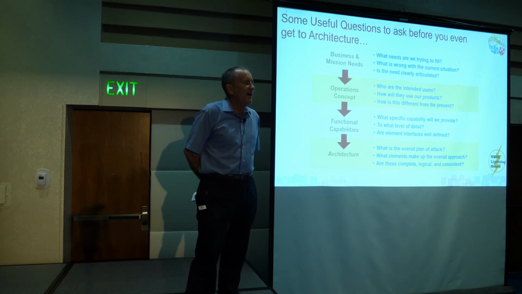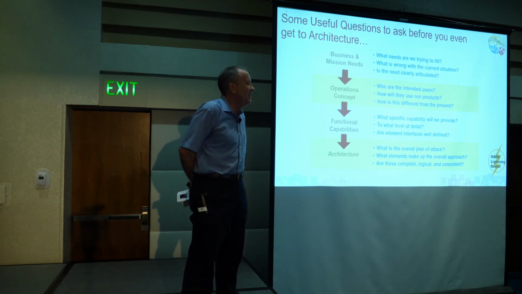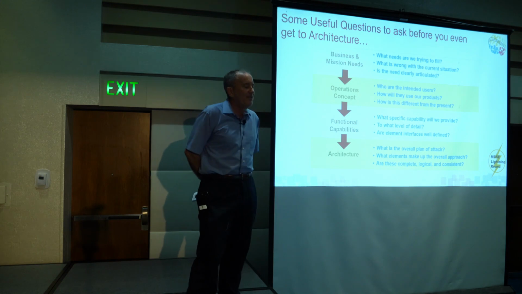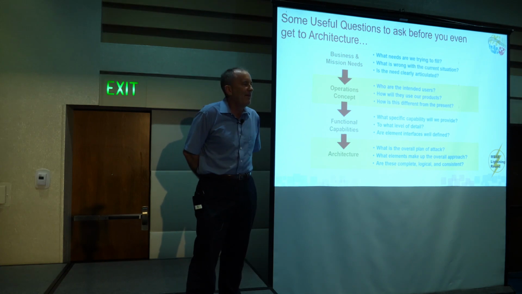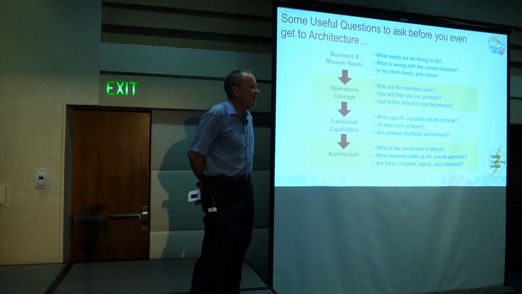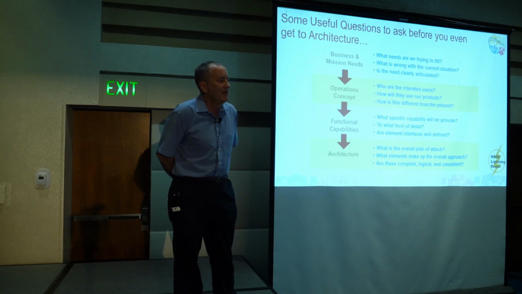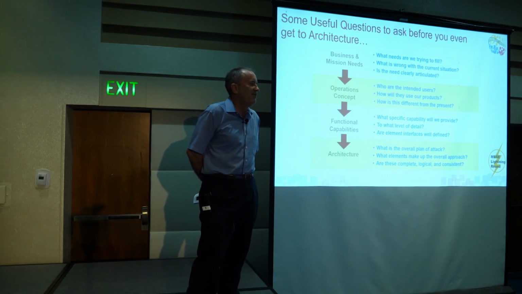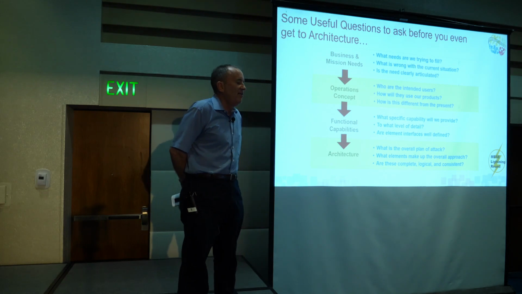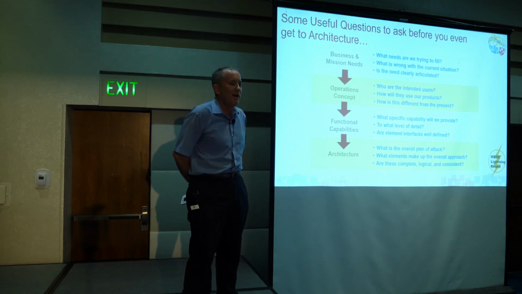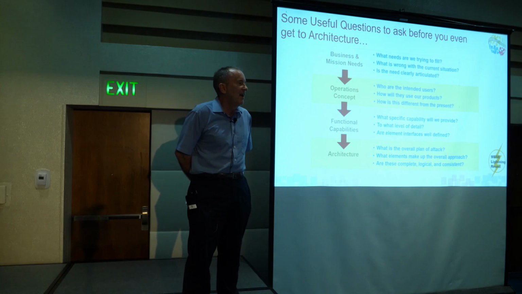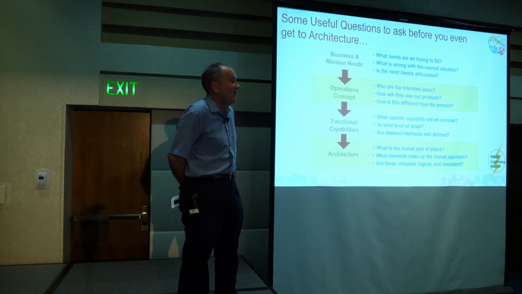You have to ask questions about the business need, the mission needs, and about the operational concept. This gets into the so-called operational requirements or the mission engineering. You need to understand functionally what the capabilities are, not the physical capabilities. The physical capabilities are explored in the architecture itself. In order to deliver this operational concept, what functional capabilities do I need? And once you know all the answers to those questions, then you can start into the architecture model.